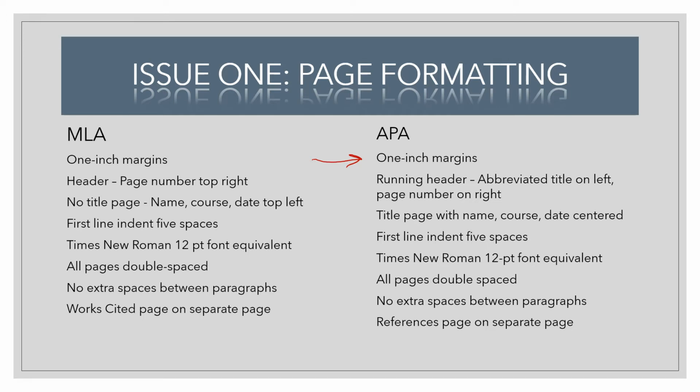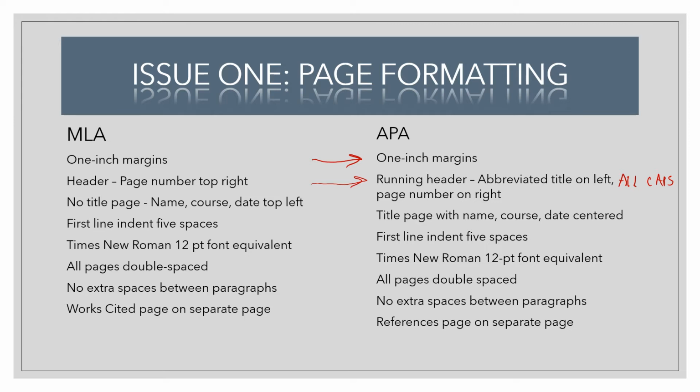The next thing to look at is the header. In MLA, you'll have a header with just a page number at the top right. In APA, you'll have what's called a running header. This will also mean an abbreviated version of the title of your paper in the upper left and the page number on the upper right. The abbreviated title goes in all caps, and it should be a little shortened version.